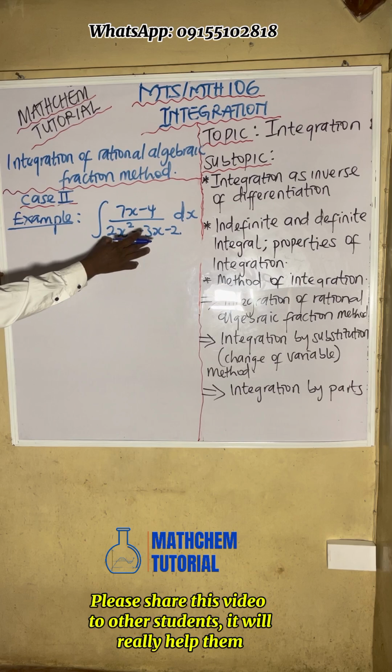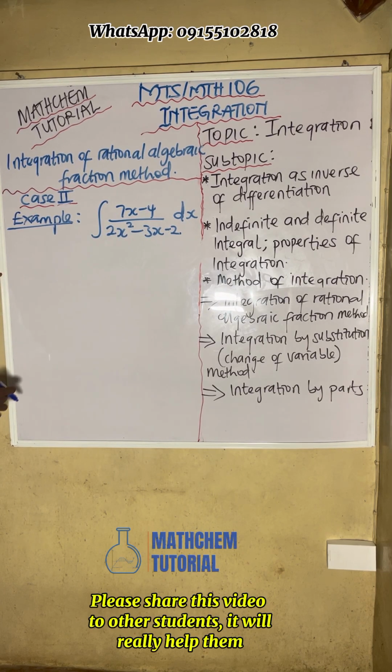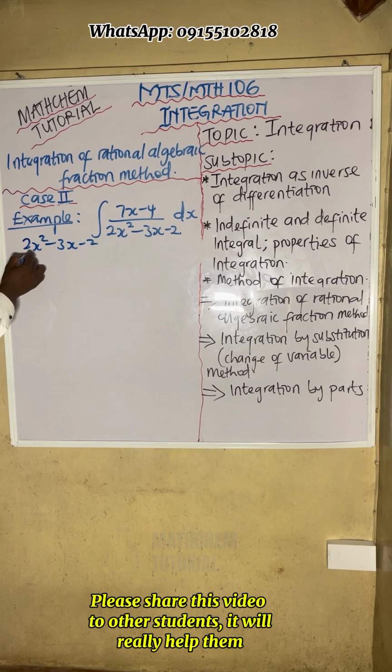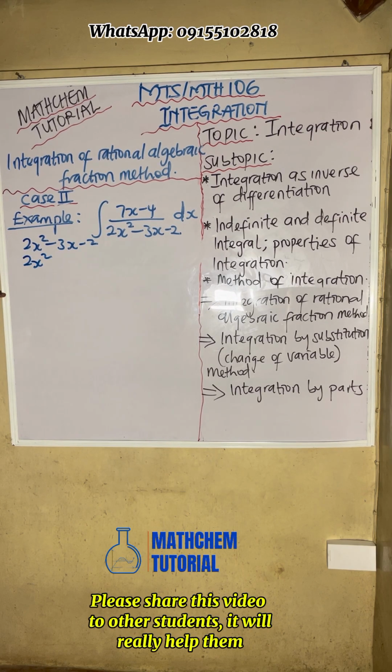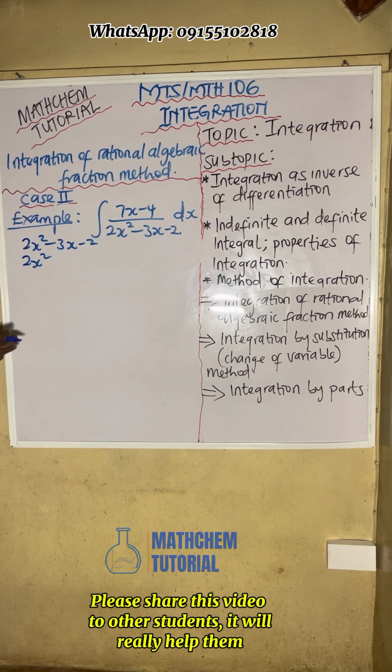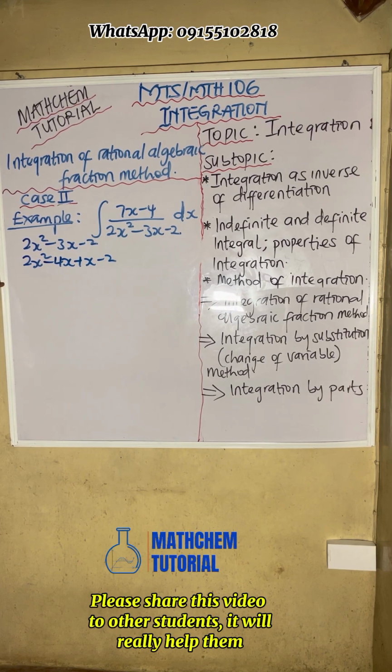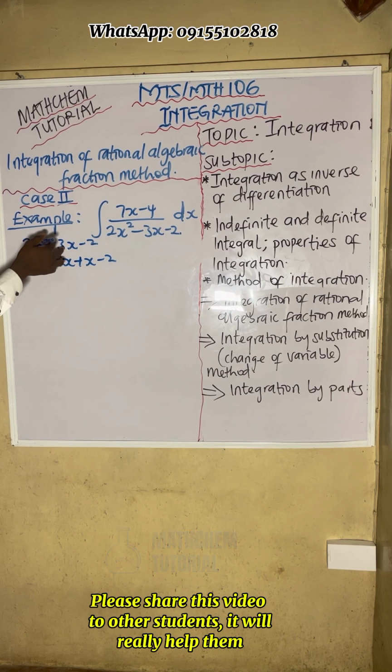Firstly, let's look at this denominator. Let's factorize this denominator. If you factorize it, that will be 2x squared minus 3x minus 2. If you factorize this, that's going to be 2x squared, and then you look for which two numbers you can multiply together and sum up to give you this minus 3x. So that will be minus 4x plus x, so minus 4x plus x minus 2. If you do this now, it's going to give you minus 3x.